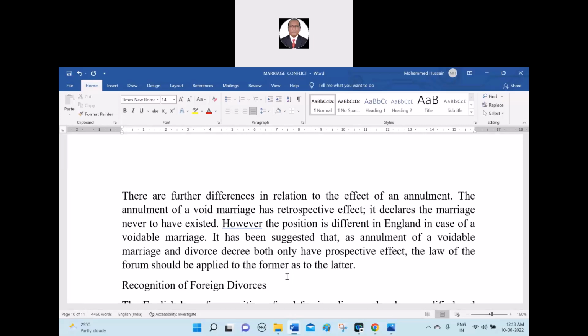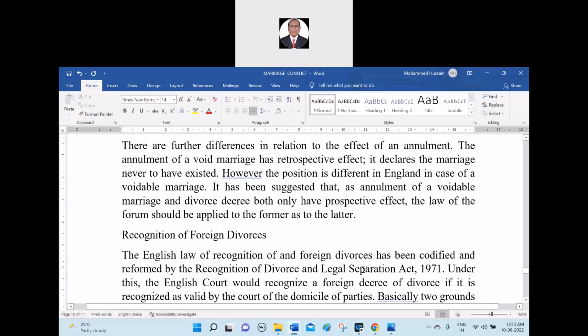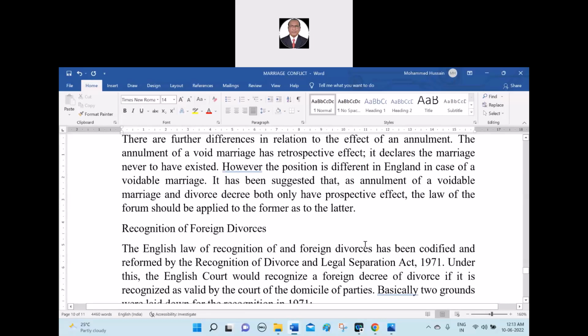It has been suggested that as an annulment of a voidable marriage and a divorce decree both operate only with prospective effect, the law of the forum should be applied to the former as to the latter. So where the marriage is conducted and what is the domicile of their country, that country's law would be applied. But if the formality is concerned, the forum procedural law would be applied. As far as the substantial law is concerned, the party's domicile will be considered.